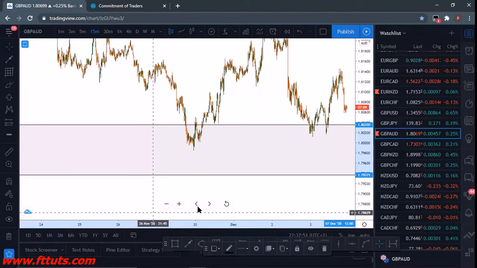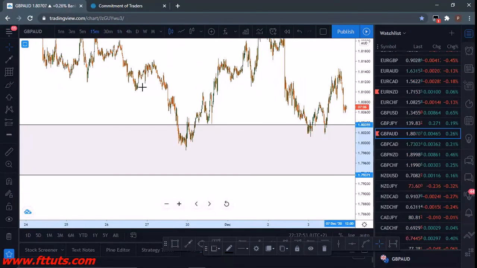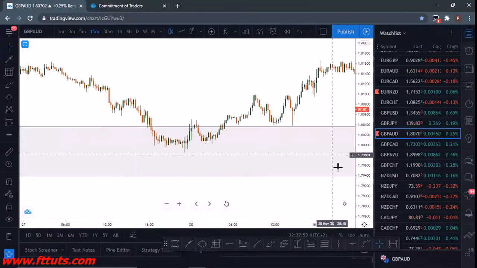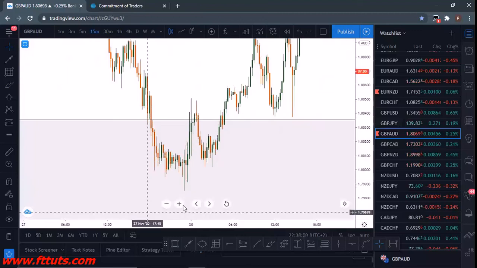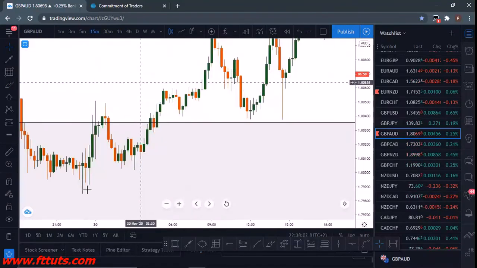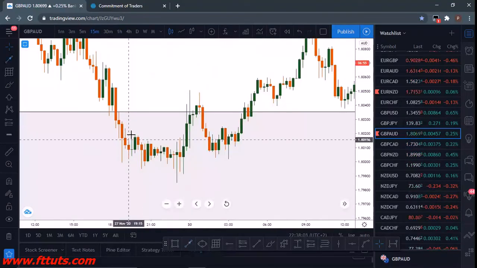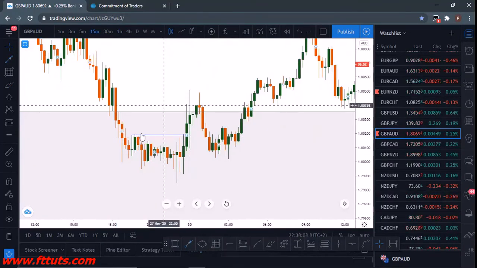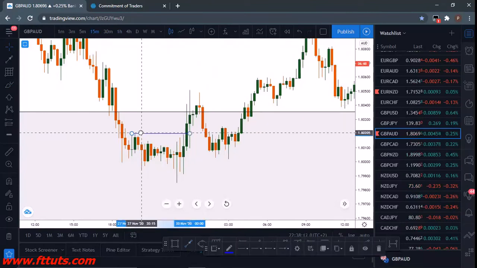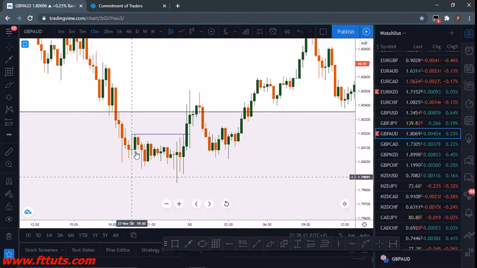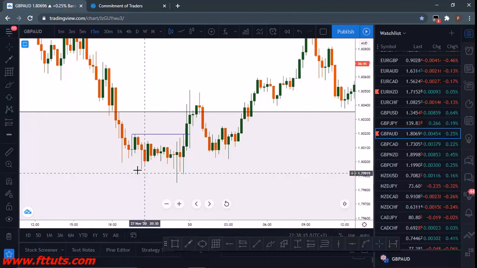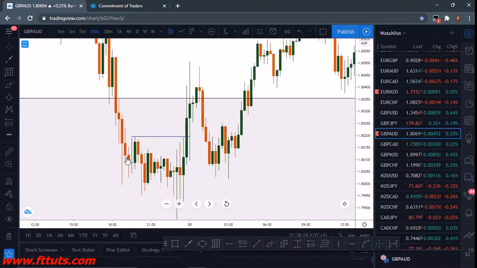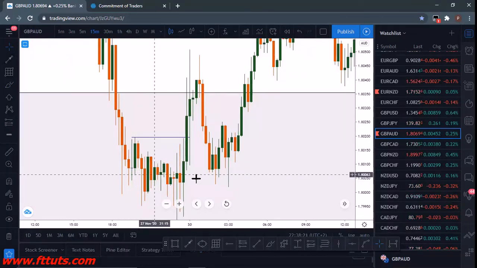Looking at the first one, the entry is here. So the first one, this is the area where there was the break of structure. This is like the only nicely structured area on this whole move down. I mean on this low, this one was just too choppy.